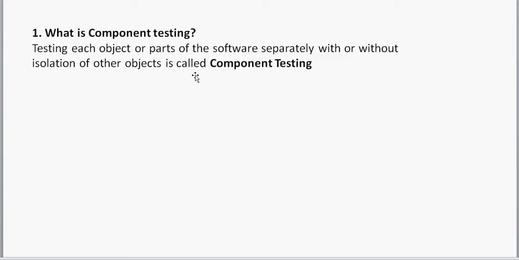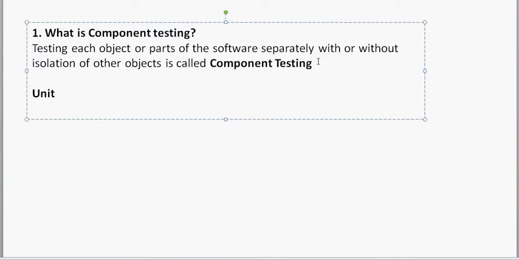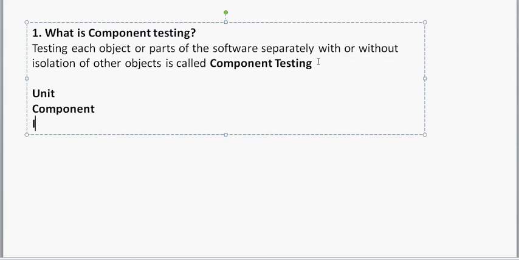Component testing, when does it take place? Component testing takes place after unit testing is completed and before the integration testing. So first the unit testing happens, and then the component testing, and then the integration. Before the integration testing, component testing becomes important to find any errors.